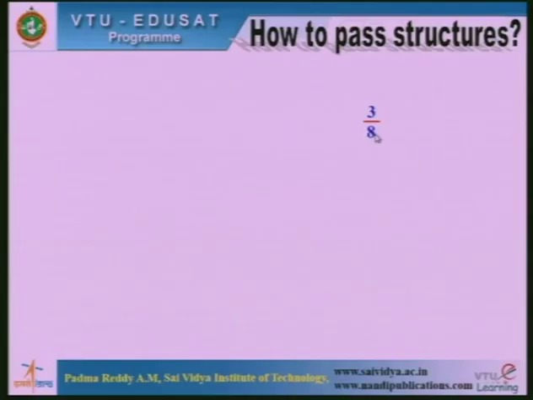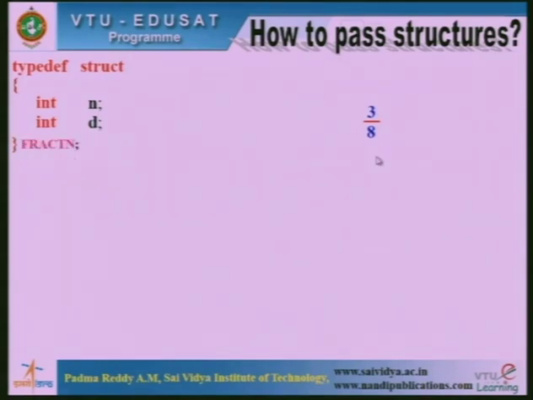I think in the previous class we have seen how to pass structures as parameters to the function. Now here, if I take a fraction 3 divided by 8, this is the numerator and the denominator. I say numerator is of type integer, denominator is of type integer. These two fields should be enclosed within braces, and here I write typedef followed by struct. And because this is a fraction, the derived data type name that I am going to give is fraction.